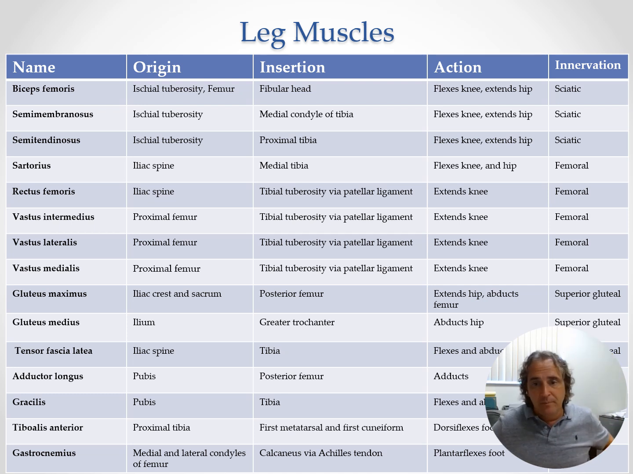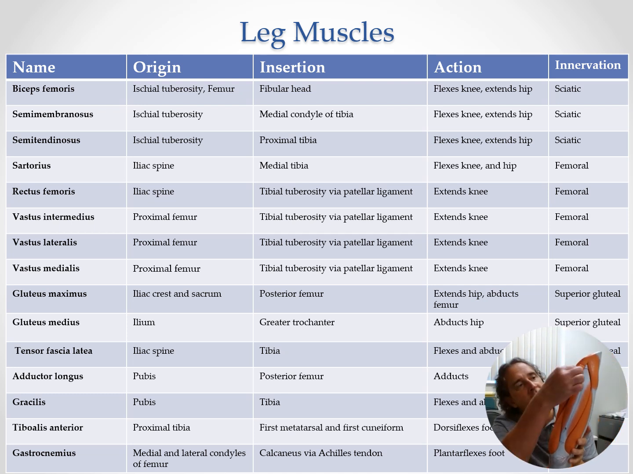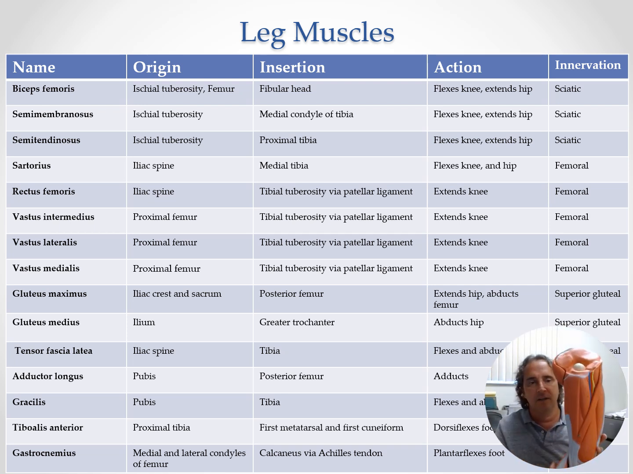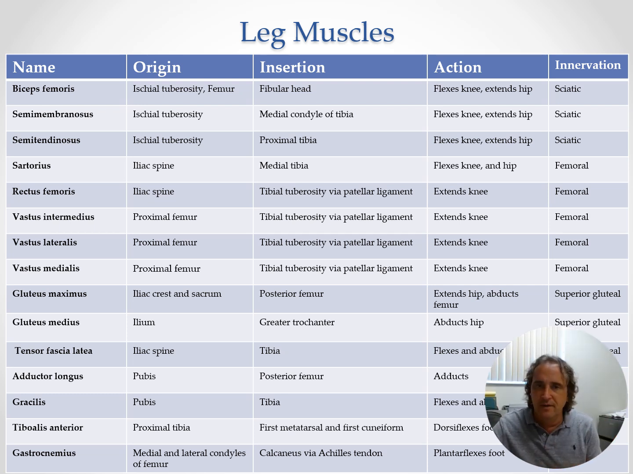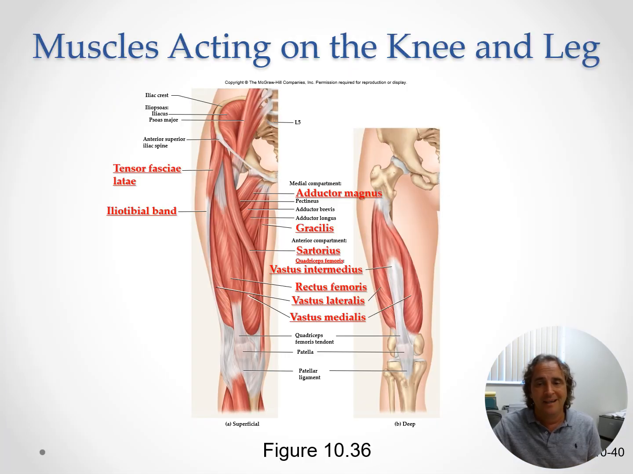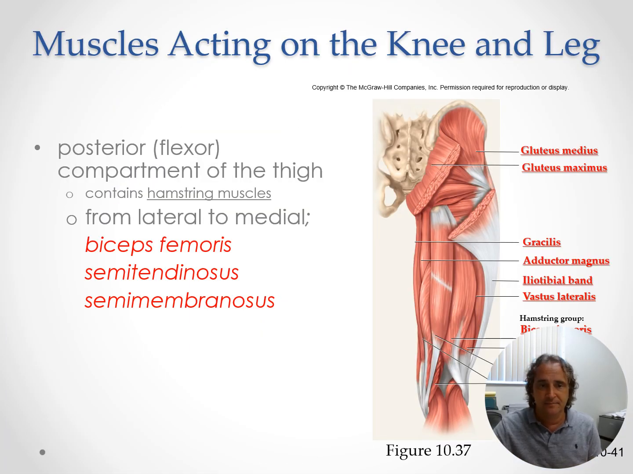So I went pretty quick. I left off sartorius, gracilis, adductor longus. For the most part, go over the videos, making your note cards for origins, insertions, actions, innervations. That's the best way to go over this model and all of the other models that we have for the muscles.